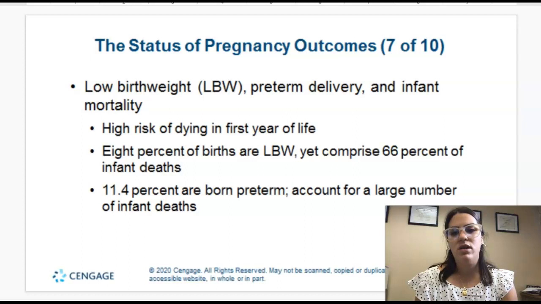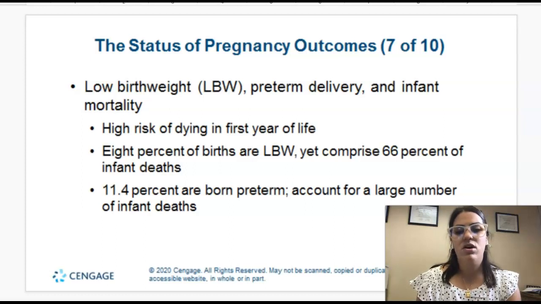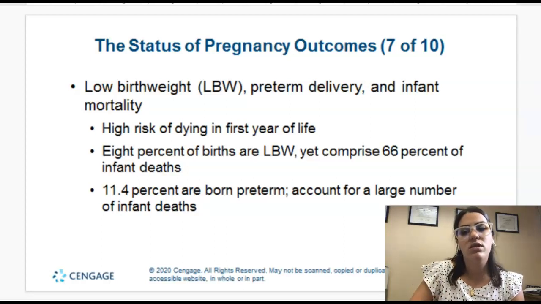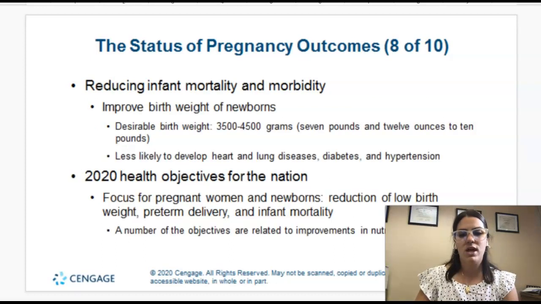And these are the types of things that we're really looking at to think about how pregnancy outcomes are improving or declining. So infants who are either born with a low birth weight, or are born early, have a higher risk of dying in their first year of life. 8% of births are low birth weight, but those 8% make up about 66% of infant deaths. So that shows us that a low birth weight strongly influences infant mortality. About 11.4% are born preterm, and those account for a large number of infant deaths as well. So you can see that the combination of low birth weight and a preterm delivery really could increase infant mortality, or the risk of infant mortality.